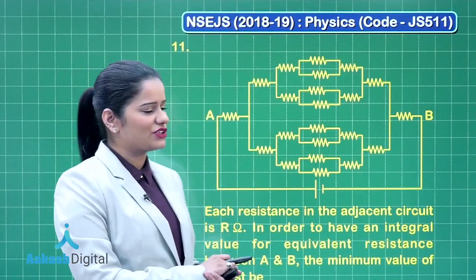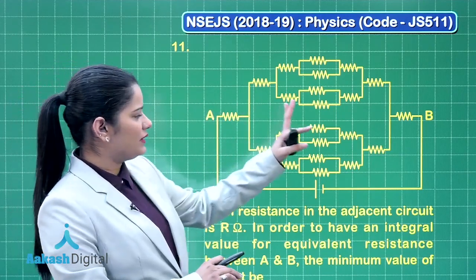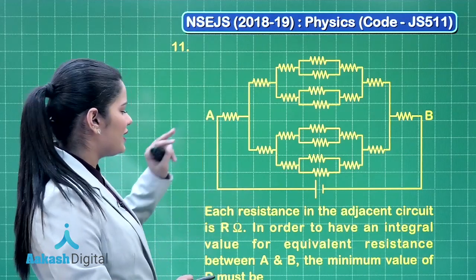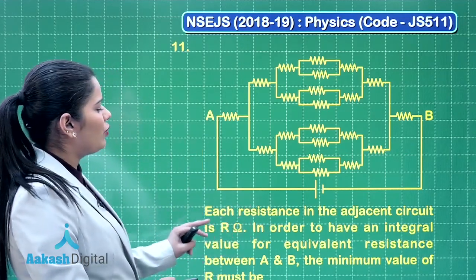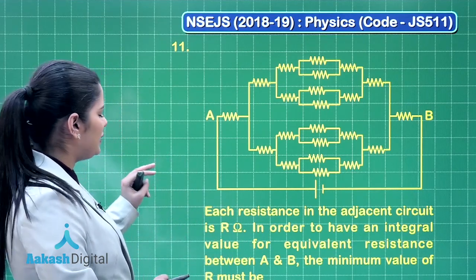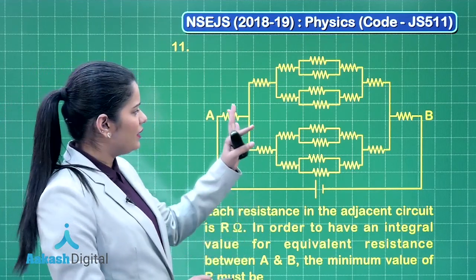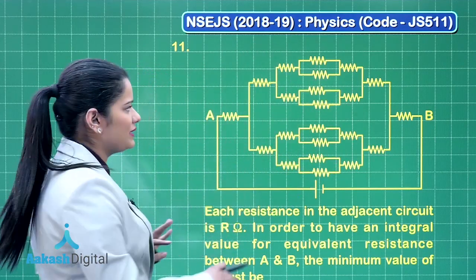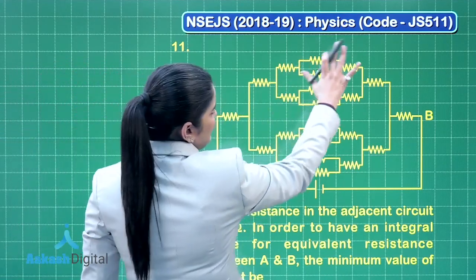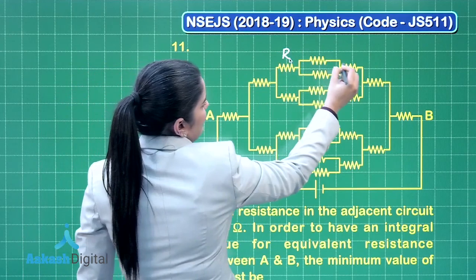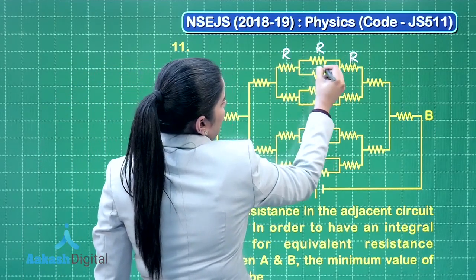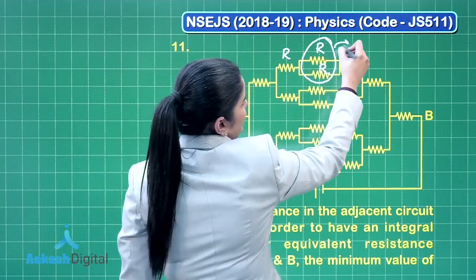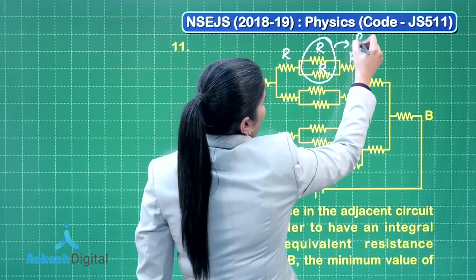Hey, so here we have our next question on the board. In this question, we are given this circuit diagram, and in this circuit diagram, each resistance is R. In order to have an integral value for equivalent resistance between A and B, the minimum value of R must be. Now, here in this circuit, the value of all the resistances is R. So, if you just see here, this is R, this is also R, this is also R. Now, you can see these two are connected in parallel. So, what is going to be their equivalent resistance? That is R by 2.